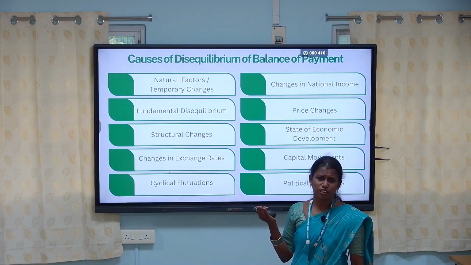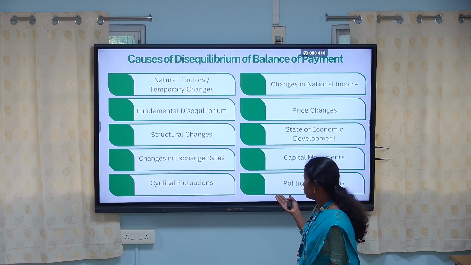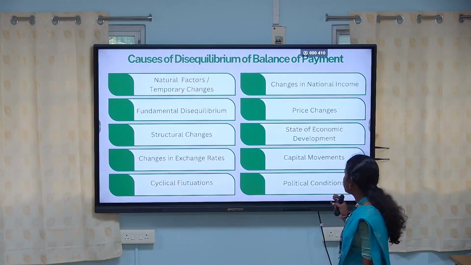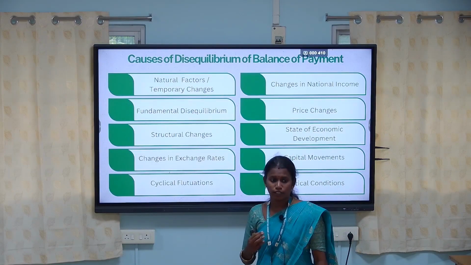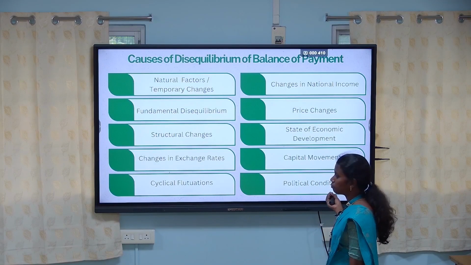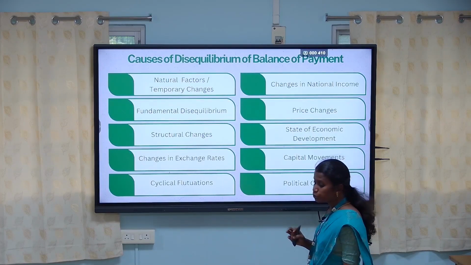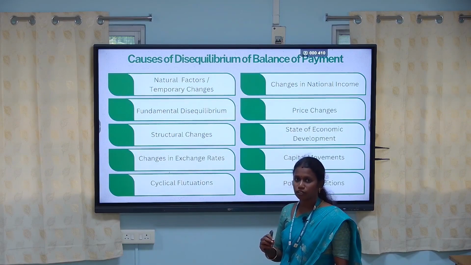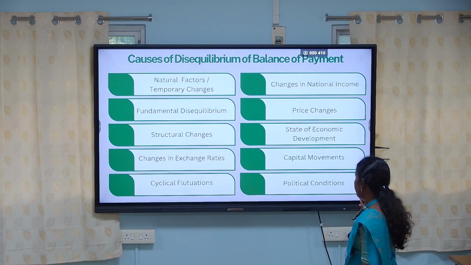And then cyclical fluctuations due to changes in the business cycle, sometimes inflation, depression and boom. In this case we can have some disequilibrium because of these cyclical fluctuations. And the next one is changes in the national income. Every now and then the population in our economy is increasing, so the national income may change, and that will be reflected in the disequilibrium of the balance of payment account. And then changes in prices. The price is a very important thing, because it will decide the total economy. The state of economic development is also a very important thing.